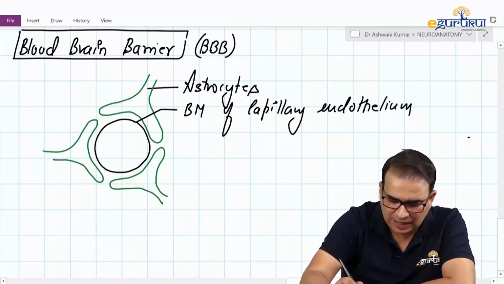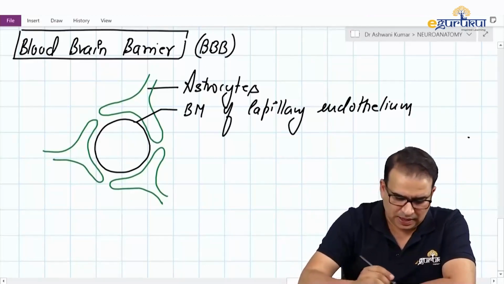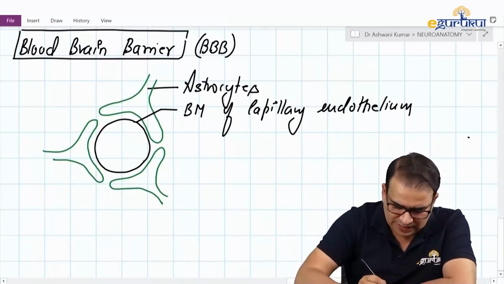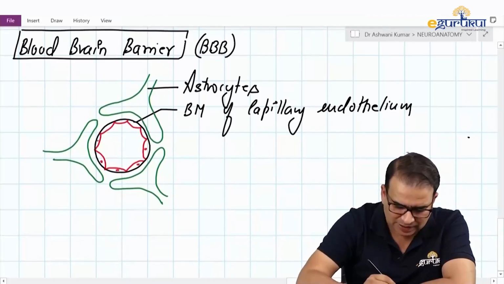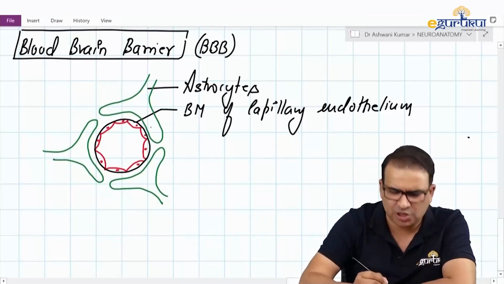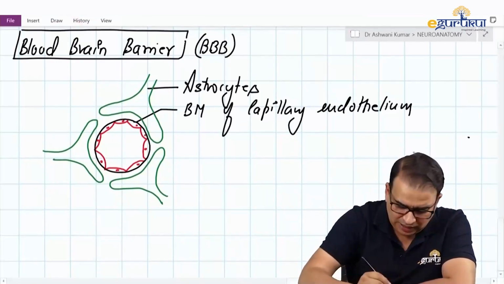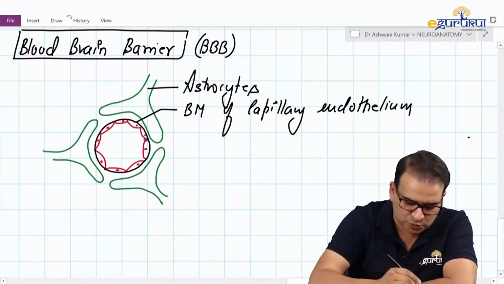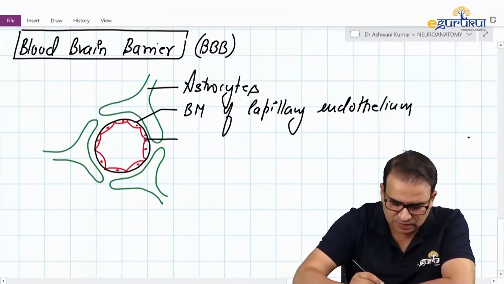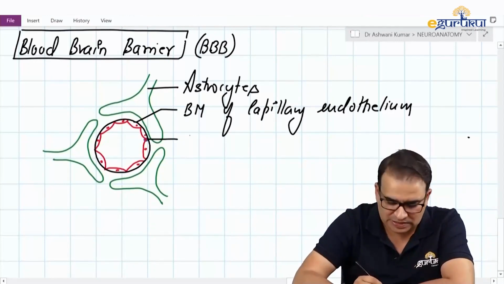Basement membrane of capillary endothelium. And if these are the endothelial cells we are looking at, all these endothelial cells, which form the lining inside this capillary, are connected by the junctional complexes. And one of the important junctional complexes which we need here is the tight junction, also called zona occludens.